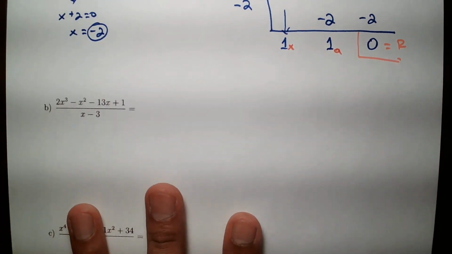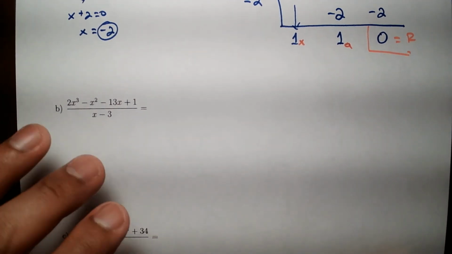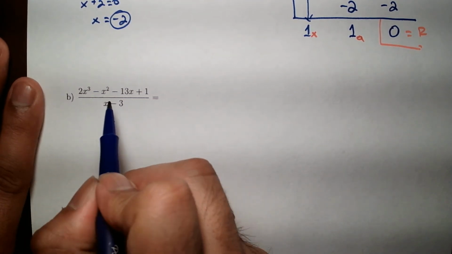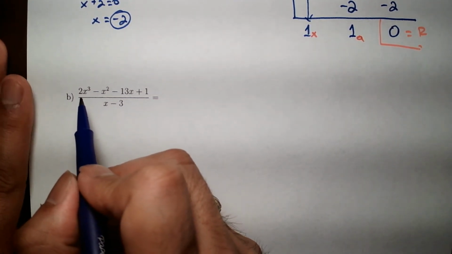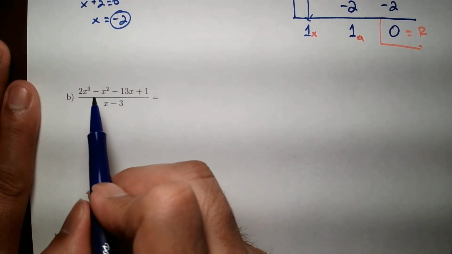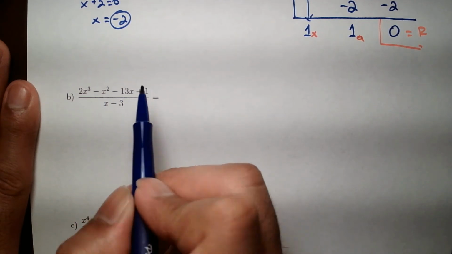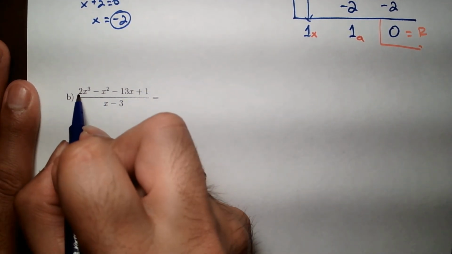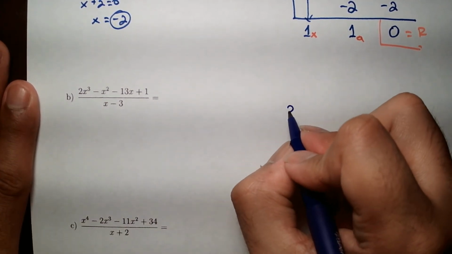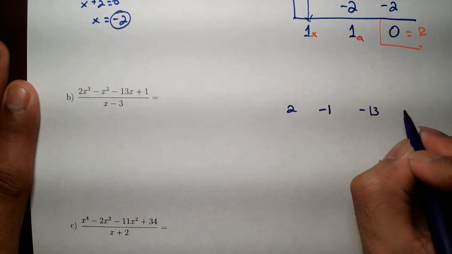All right, let's do another example. For part B, let's see what we're going to get. List only the coefficients. In this case, first be sure that no terms or no powers are missing. We have the cubed, the squared, the first power, and then the constant term, so we're good. So let's just write down the coefficients along with the signs: 2, -1, -13, and 1.